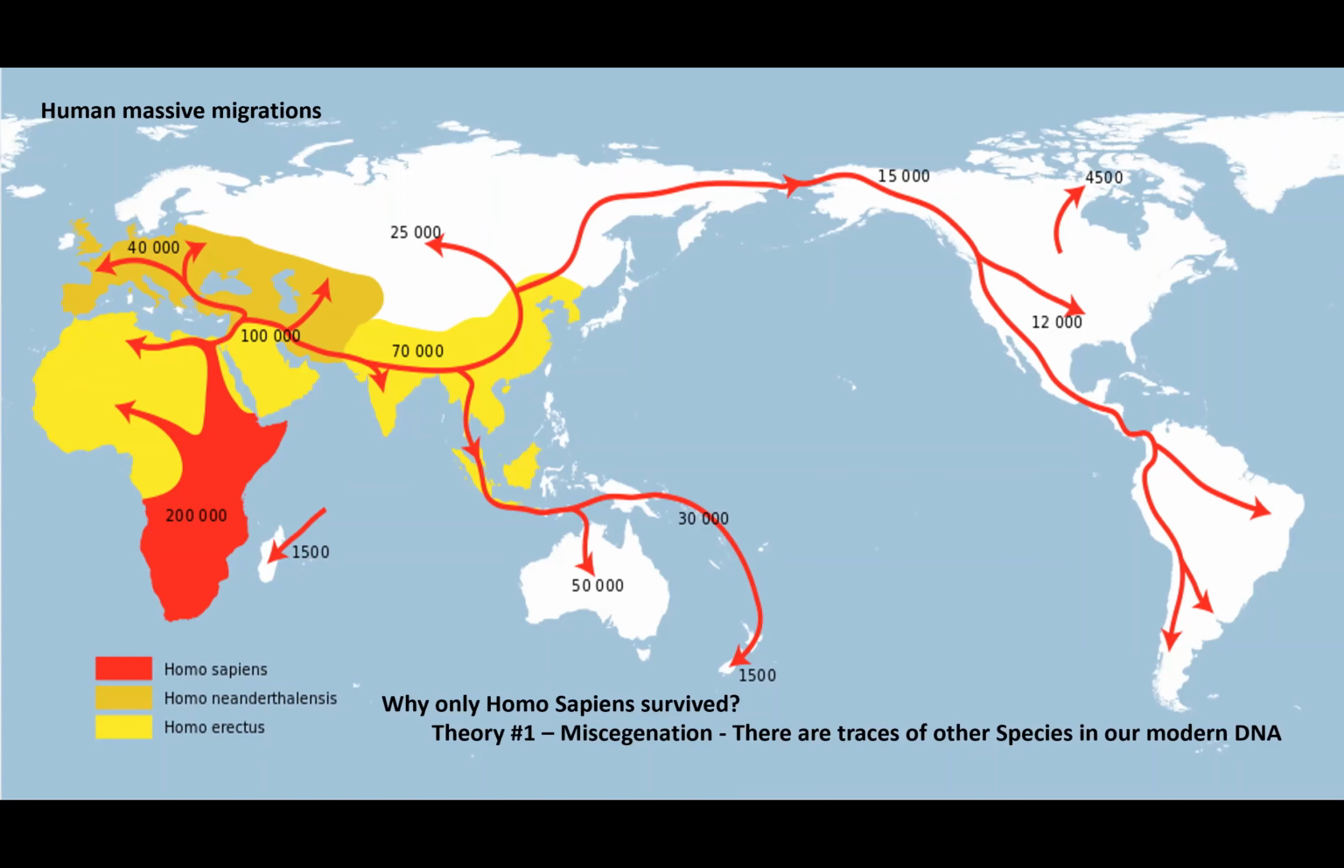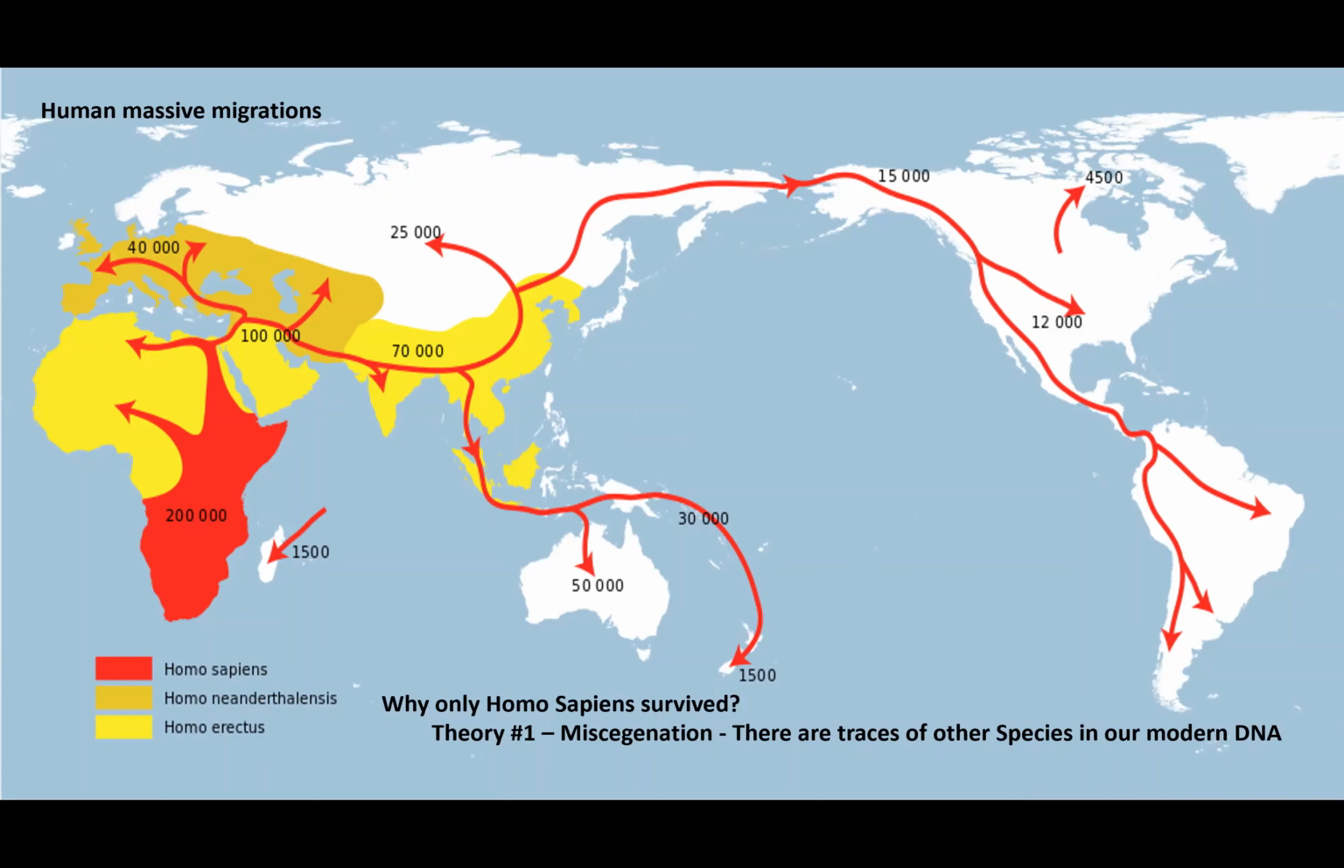There are traces of other types of human beings in our DNA today. So we probably made and created fertile offspring, and we created new different species, and through that we dominated and incorporated other species into ours.